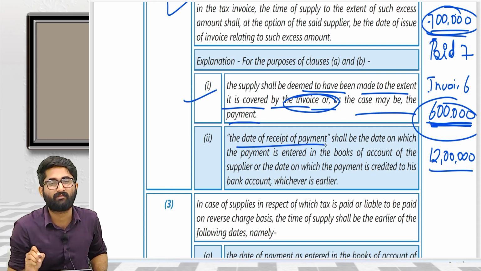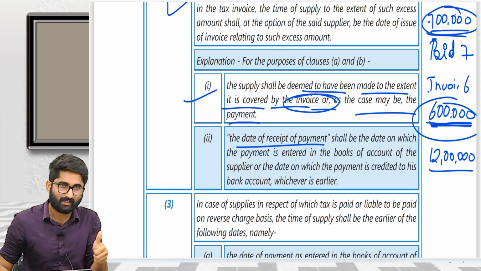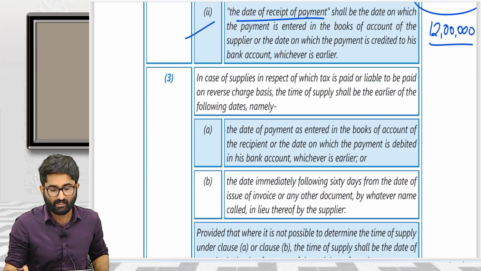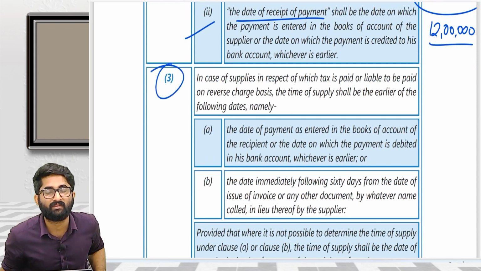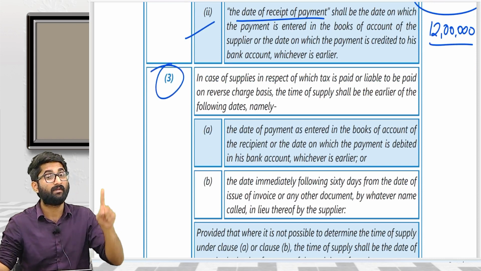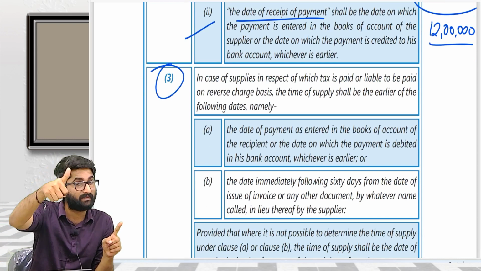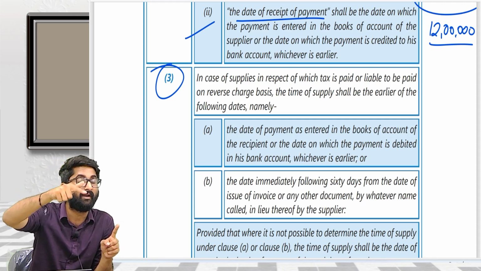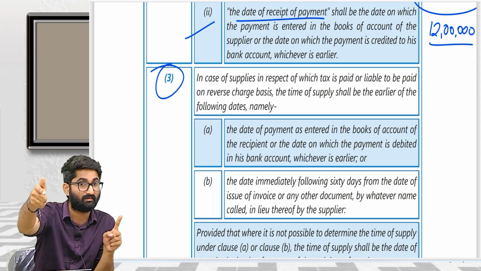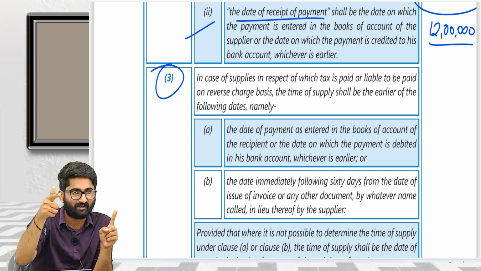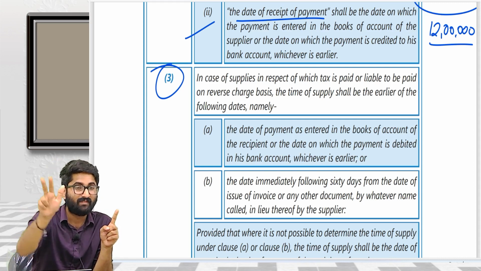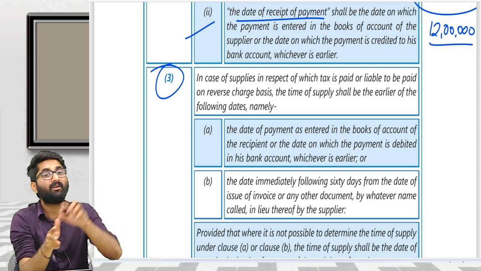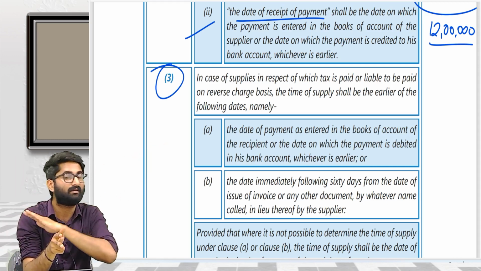What is the meaning of date of receipt of payment? Nothing but date of credit in the bank account or date of entry in books of account, whichever is earlier. Yes, sir, we know this. Section 13, subsection 3, in case of reverse charge mechanism. Section 12, subsection 2: you remember date of receipt of goods, date of payment. What is date of payment? Date of entry in the books of accounts or date of debit in the bank account, whichever is earlier, and 31st day. That was section 12, subsection 3. Now in section 13, subsection 3, the date of receipt of goods point is missing. Delete it.